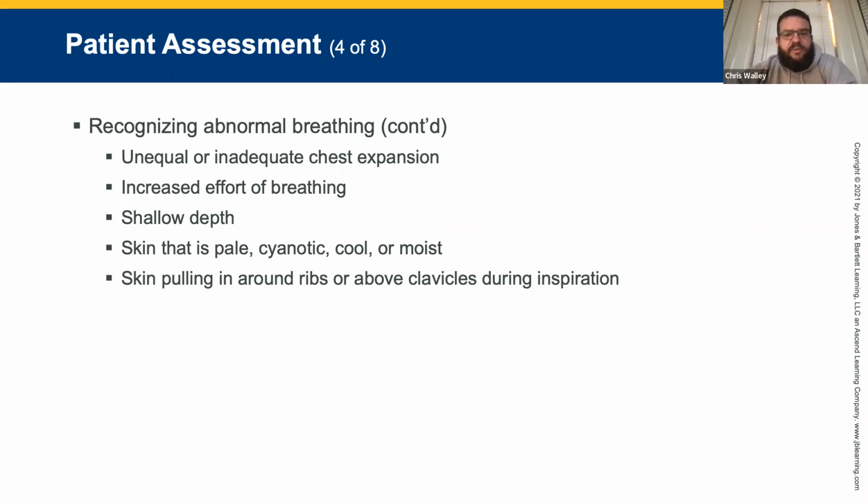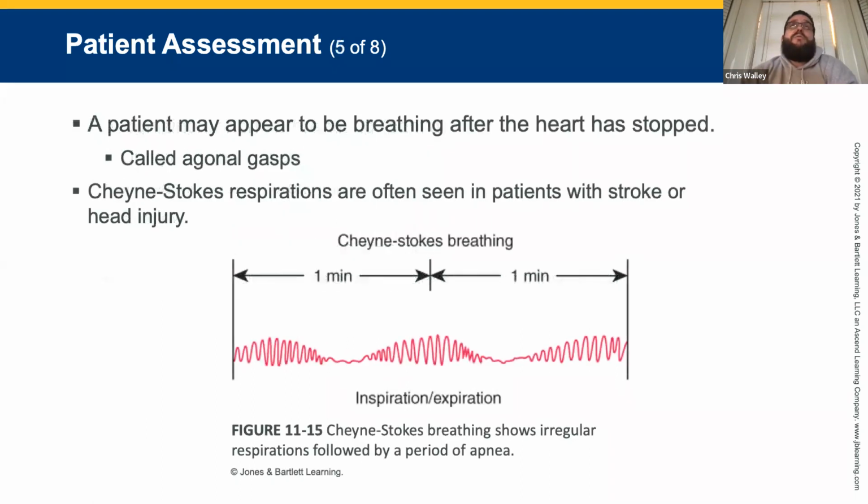Skin pulling from around the ribs or above the clavicles during inspiration. So we talk about retractions, when the patient is trying to pull in, trying to create that deep breath and it's just not there. You start to look at patients around the neck area, you start to see the ribs. They're just trying to gain all of that because there's not a good respiratory drive going on.